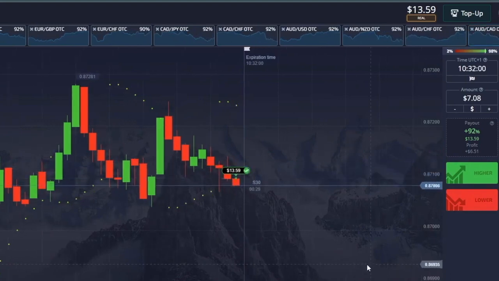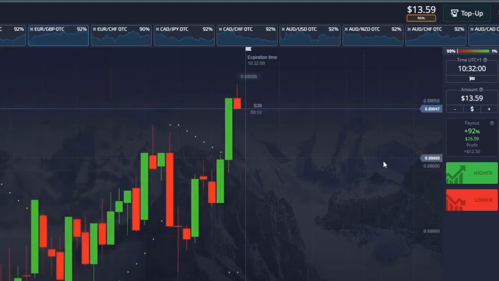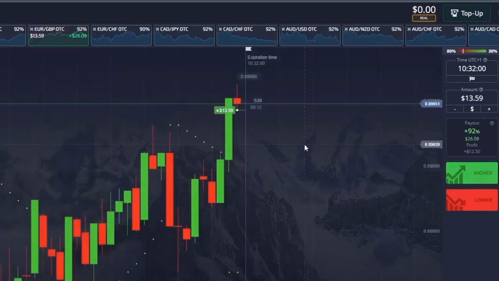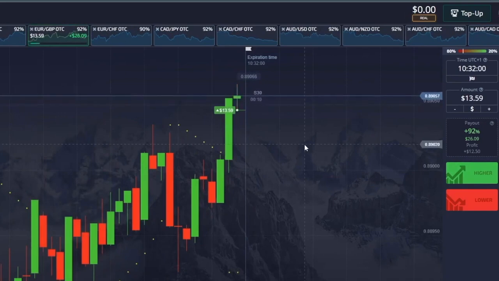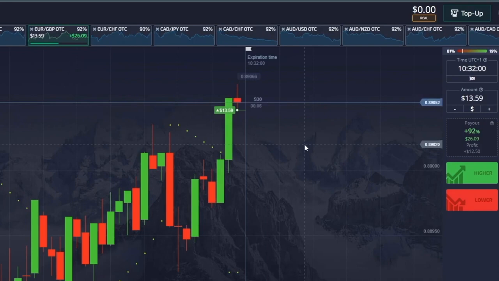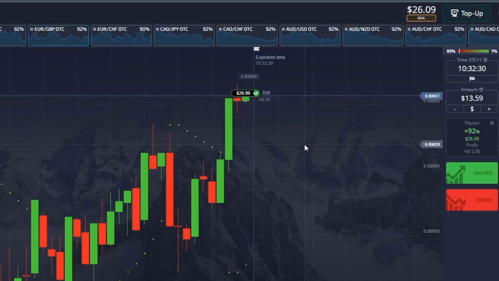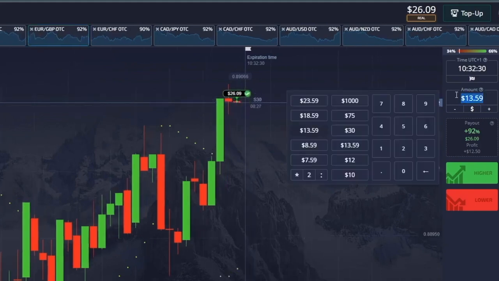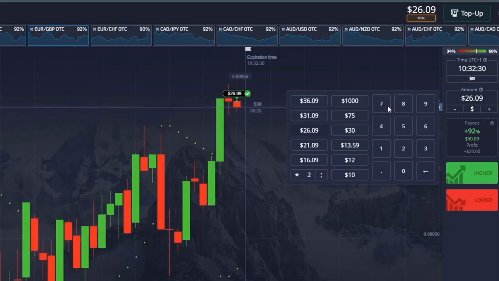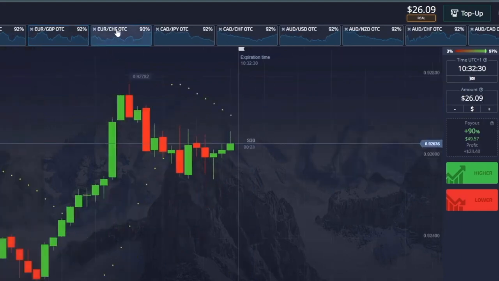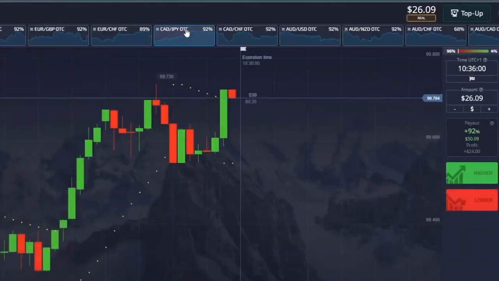It's come in, so we're now at $13.59, and I found another trade on here. This is a nice big strong green candle, so I'm not late to the party here. You can see there's two green candles there. I've got these little dots at the bottom of the screen that show me that the price is going to go in my direction. $26. Going to put all that back on again, and we're going to go into the next trade.